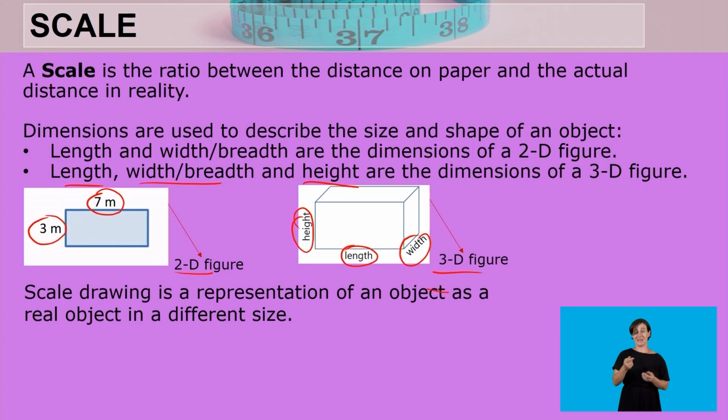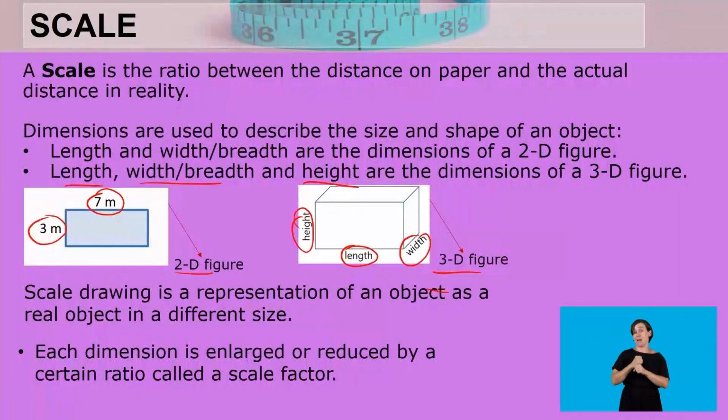Then a scale drawing is a representation of a real object in a different size. So whenever you do a scale drawing, you'll definitely use the very same object that you are scaling down, but it will just be in a different size. For example, when you draw a car on a piece of paper, it's still the very same car, but the size has been reduced so that it can fit on the drawing paper.